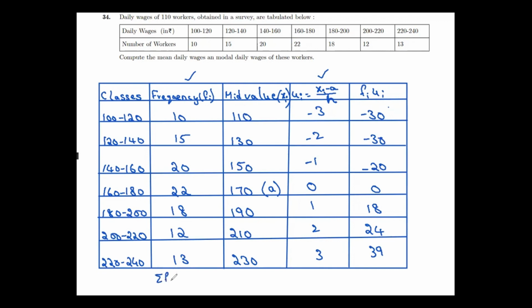One is sigma fi, the sum of all this. Generally, in the question itself, they will give 110 workers, so we need not waste our time. Moreover, sigma fi ui means sum of all this. If you add, this is -80 and this is 24, 34, 44, 42, 42 plus 40, 82, 81. This is 80 and this is 81. So 1 finally, because this is the negative part and this is the positive part.